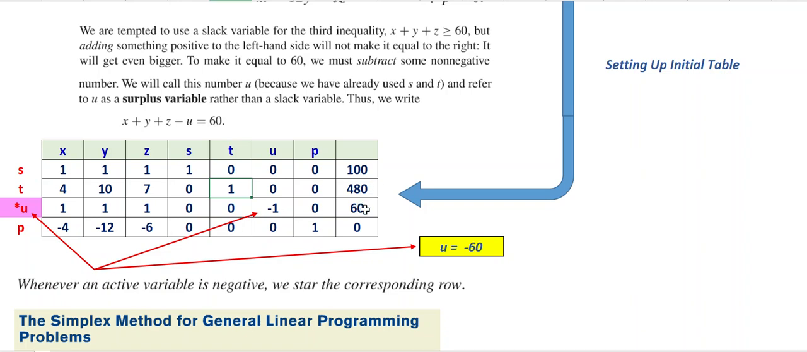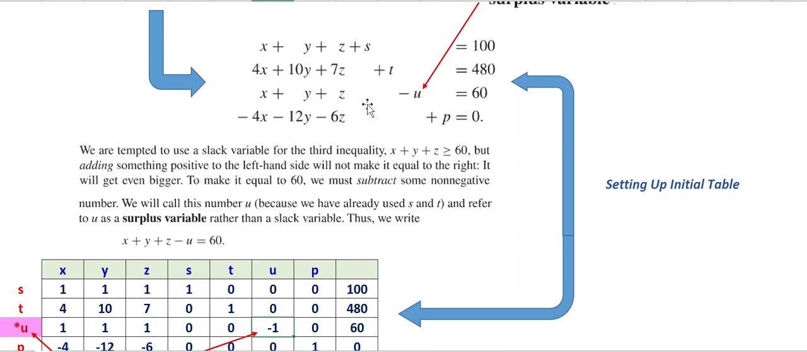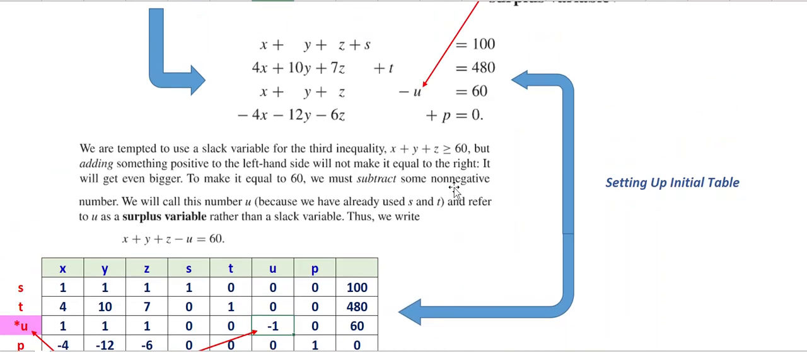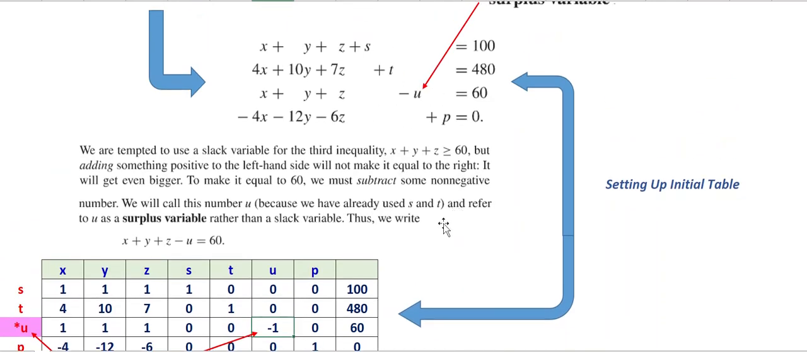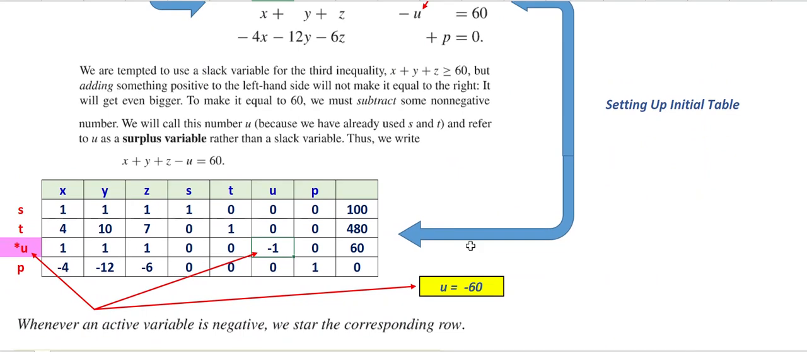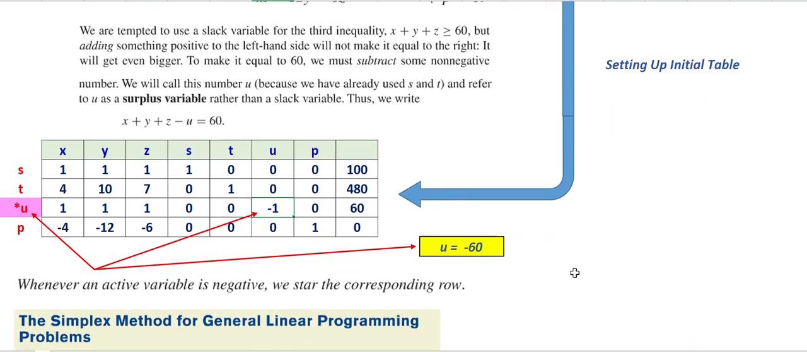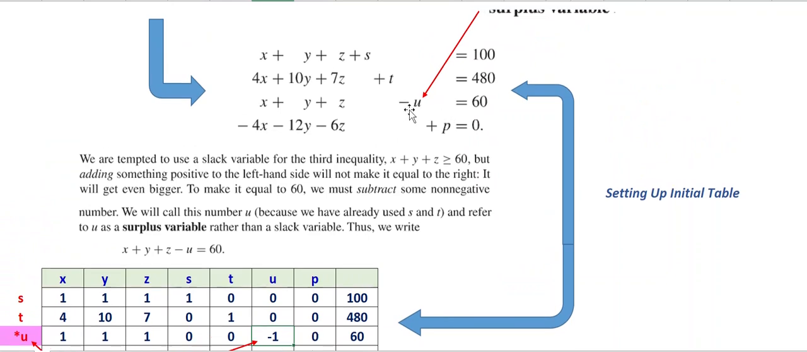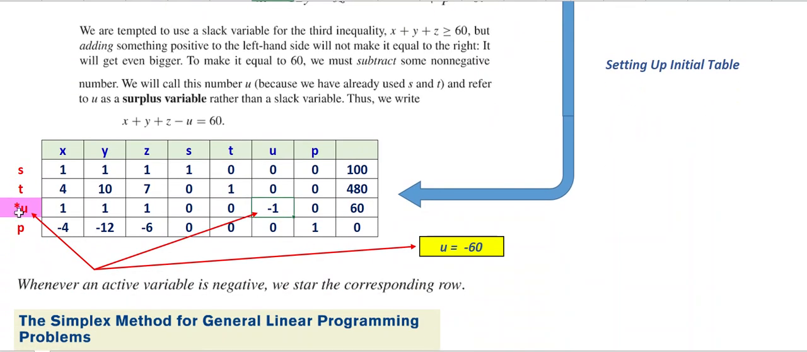For U, we have 60 divided by negative 1. Aha, that's equal to negative 60. So U, one of our active variables, is negative. The reason for that is this negative 1, which came from the surplus variable. For every surplus variable that you have, you are going to have a negative active variable in your initial table. Since we only had one surplus variable, we're only going to have one negative active variable, which is going to be the U.